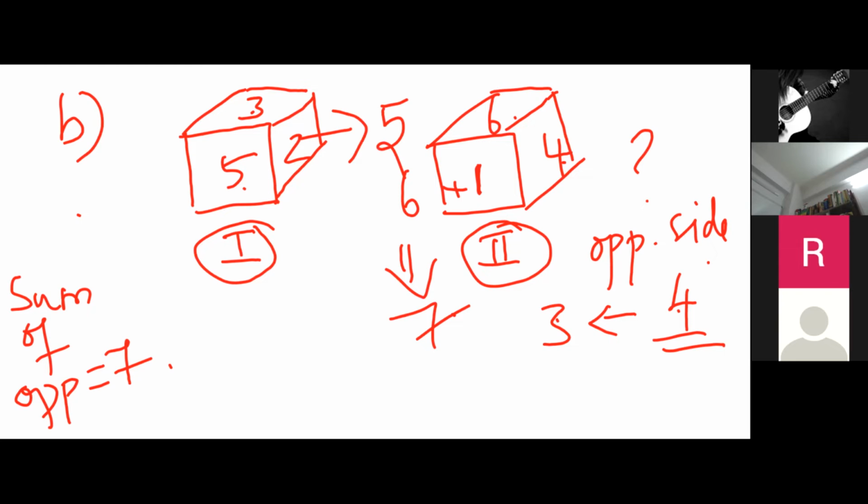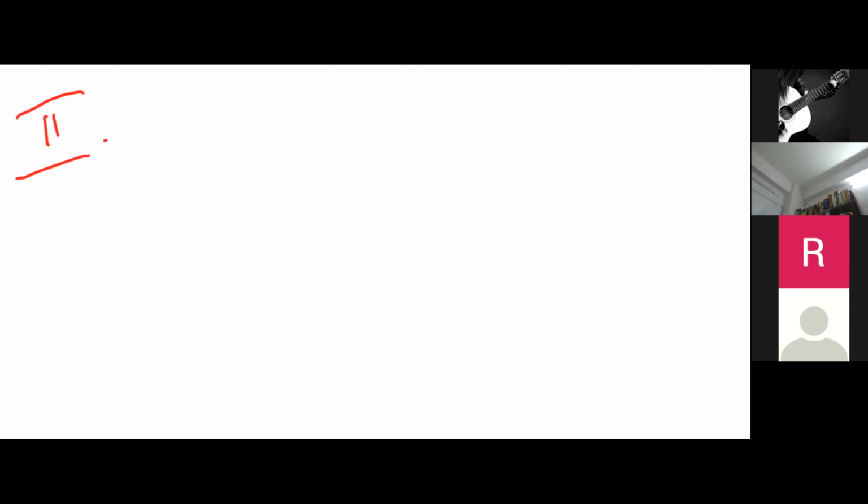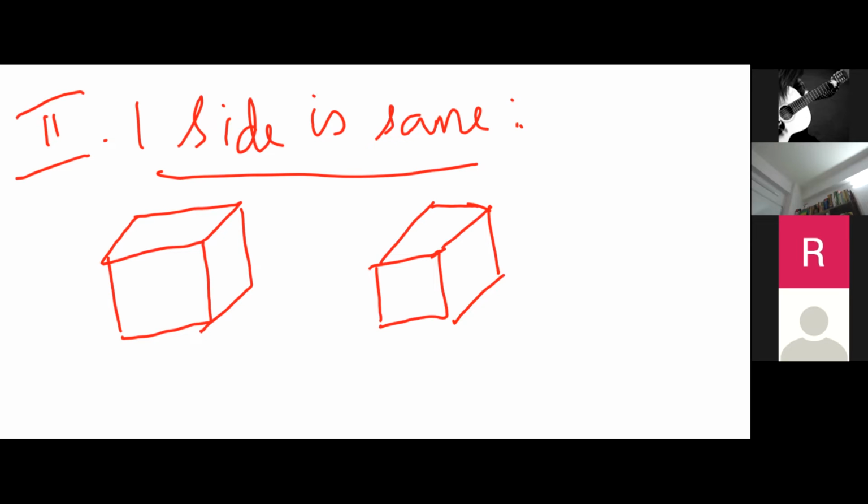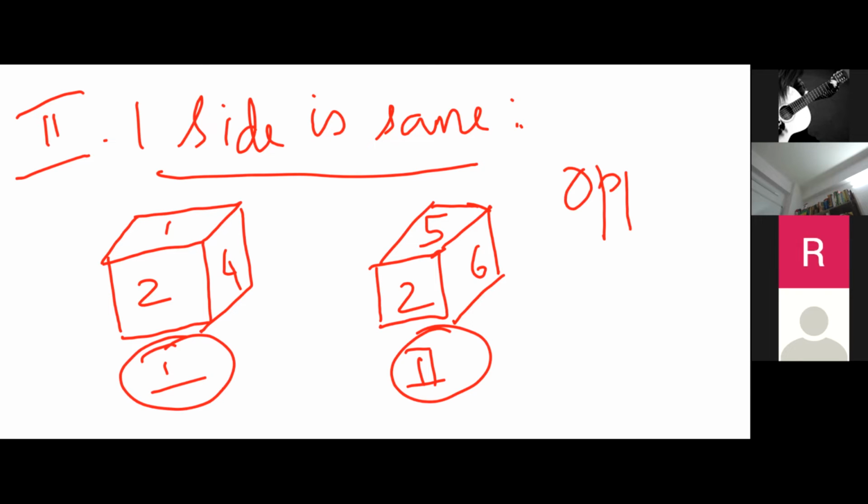Type number 2 is where one side is the same. For this question, you will have 2 diagrams, or more. You cannot solve this second type with a single dice question, so obviously 2 or more dice are displayed to you. Here there are 2 dice displayed, and the question is, what is the opposite side of 6? How to solve this question?